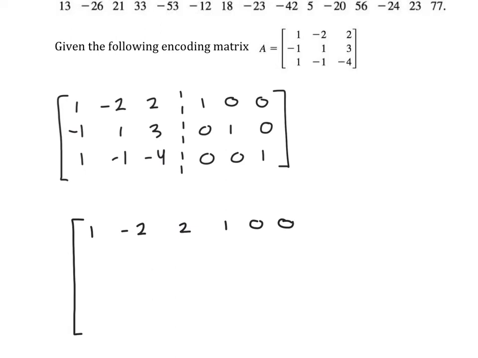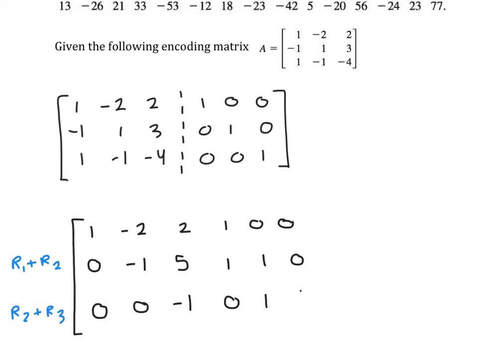I see that for my second row, if I add row 1 and row 2, I can create a 0 in my first element. And then if I add row 2 and row 3, I can turn this 1 into a 0. So let's do both of those steps at once. This will become a 0, -1, 5, 1, 1, 0. And then if I add row 2 and row 3, I get a 0, a 0, and a -1, and then 0, 1, 1. And make sure you're still doing the same process on the right side as well. That identity matrix should be changing.